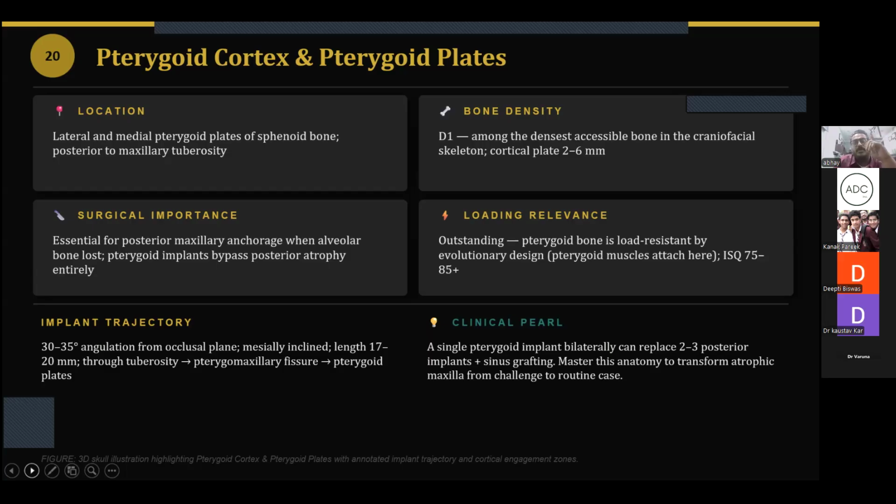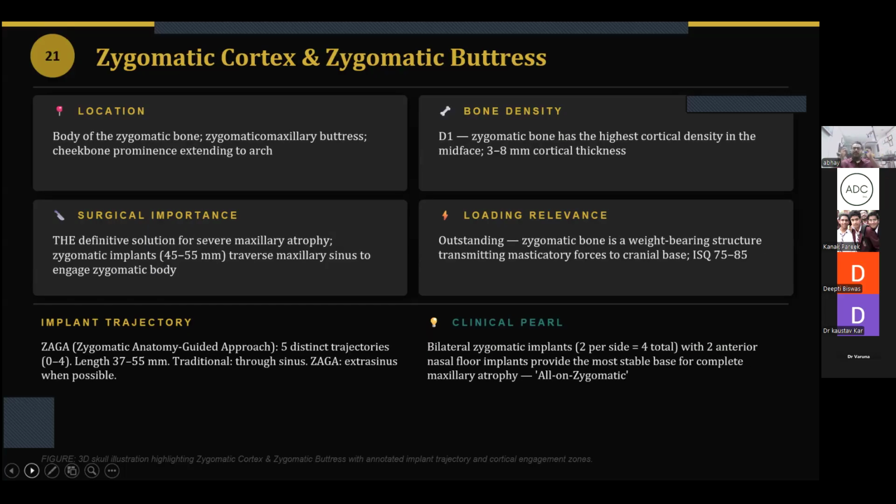If you are able to engage two implants in the pterygoid area, you might not even need that zygomatic implant. Sometimes you eliminate the need of zygomatic implants by giving two pterygoid implants. Zygomatic cortex, now it is a far buttress. Zygomatic buttress is the far cortical from the maxilla. The extra maxillary cortical is the zygomatic cortical.